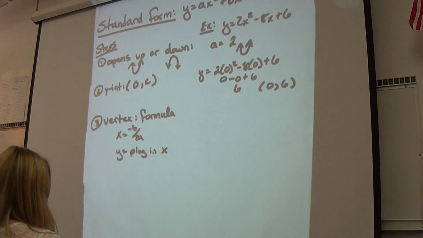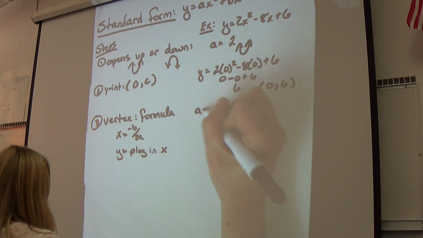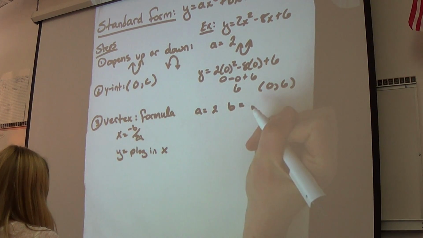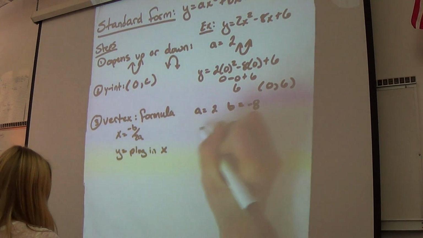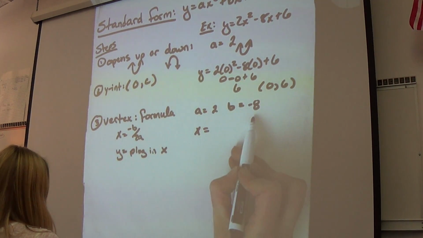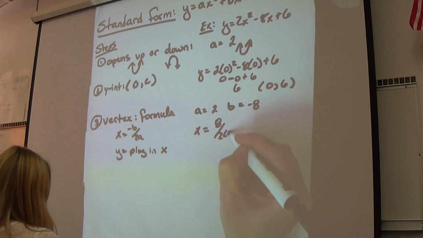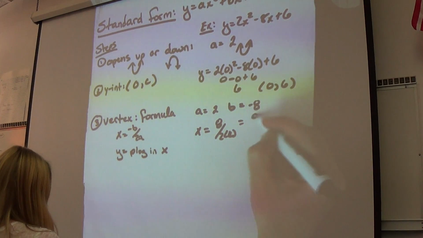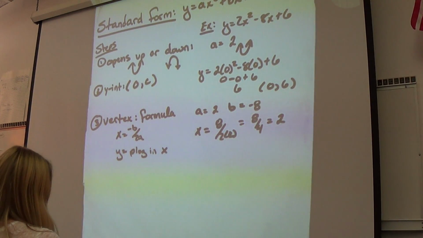Okay, thank you. Alrighty, so if I come over here, what is my A value? What is my B value? Negative 8. So let's plug that into my formula. That gives me x equals a negative of a negative 8 gives me 8 over 2 times 2. 2 times 2 gives me 4. 8 divided by 4 gives me 2.